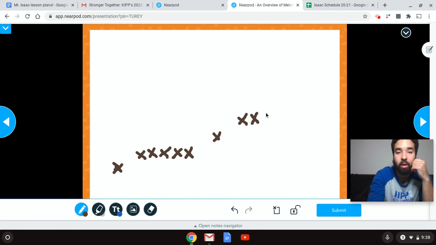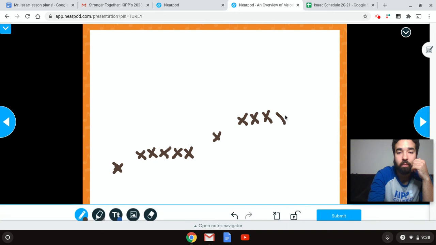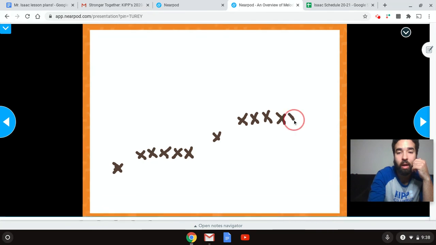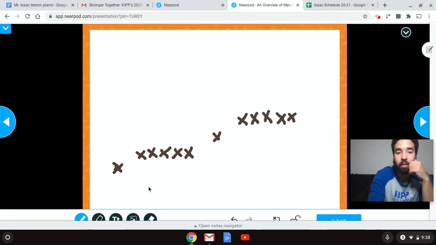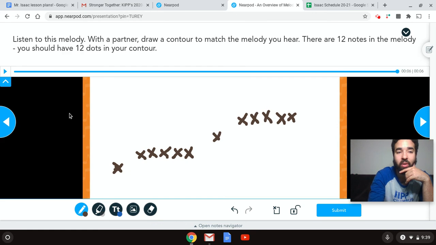The farmer and the dell. So I'm going to sing this contour. The farmer and the dell, the farmer and the dell. And then I'm going to make sure that I have, how many notes do I need? 12. I'm going to make sure I have 12 notes.